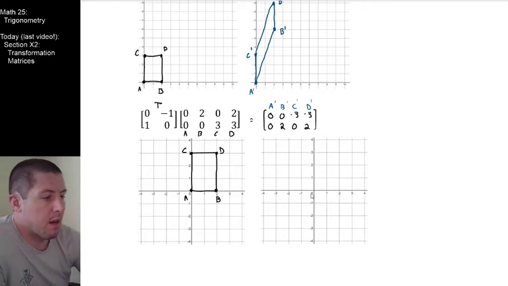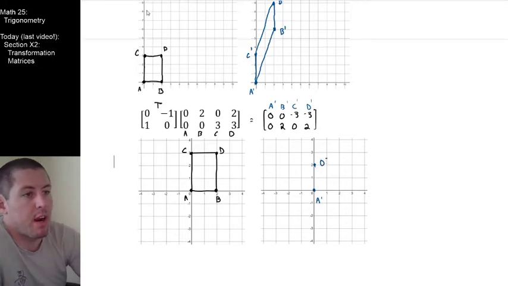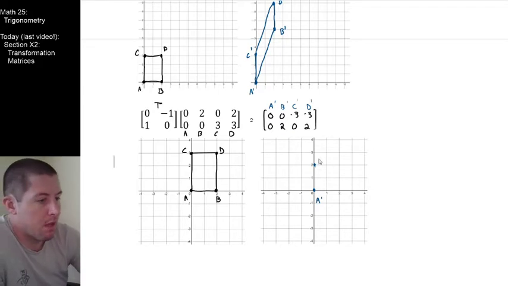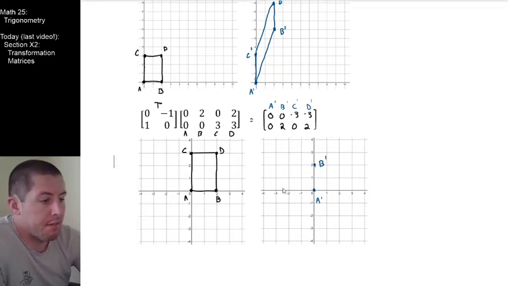I think this is one of our most exciting ones here today. So it looks like A, once again, didn't move, and that's not surprising because it's at the origin. B prime is at 0, 2. I keep on writing the numbers for some reason. I'm trying to write B prime here, dang it. There's my B prime. Looks like C prime is at negative 3, 0. And D prime is at negative 3, 2.